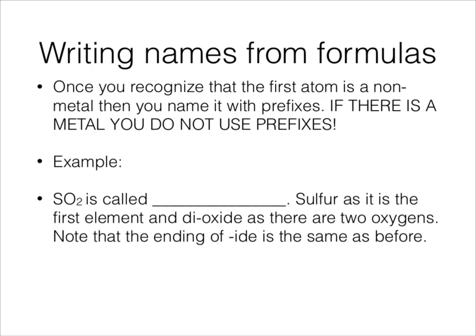So the example here is SO2. It looks really similar to a variety of things that we saw and that you hear about all the time. So the name of this is sulfur dioxide. Sulfur is the first element, and then dioxide as there are two oxygens. Note that there's the ending of IDE. So we're not dealing with polyatomic ions here because, again, these are two nonmetals and we're not dealing with cations and anions, but the IDE ending still stays.